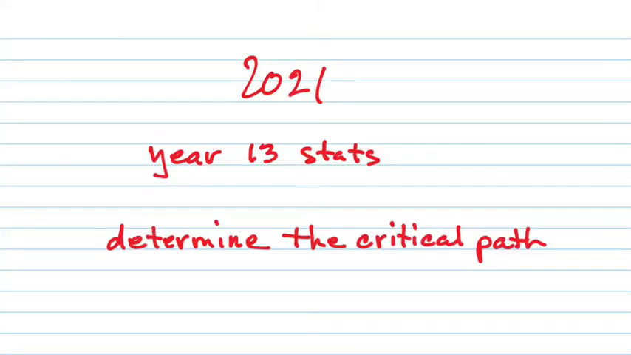So, determining the critical path. Remember, the critical path is the shortest possible path that you can take to get every job done. That doesn't mean the shortest path that you can make. It's the shortest path that will allow you to get everything done. Okay? So make sure that you're very familiar with that.